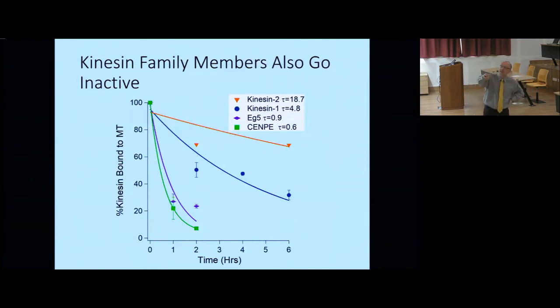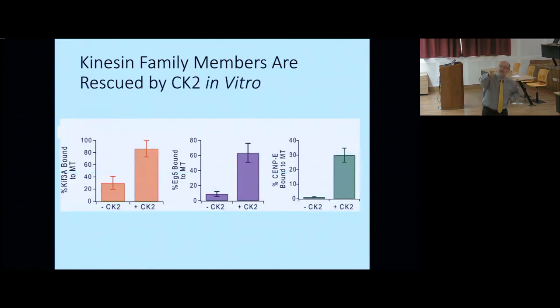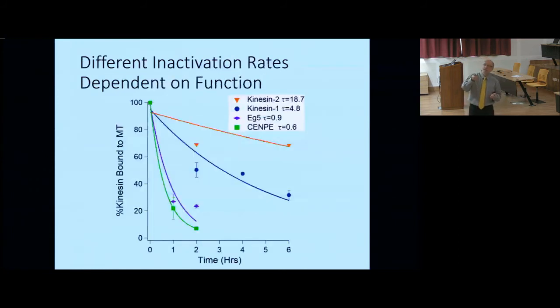So this is SEMP-E, this is EG5, this is kinesin 1, and this is kinesin 2, with considerably different T1/2 values, considerably different inactivation rates. And each of them could be reactivated by CK2 treatment in vitro. So it looks like it might be a general phenomenon. What's interesting is that when you look back at this data, these two are the mitotic motors, and both of these are vesicular transport.